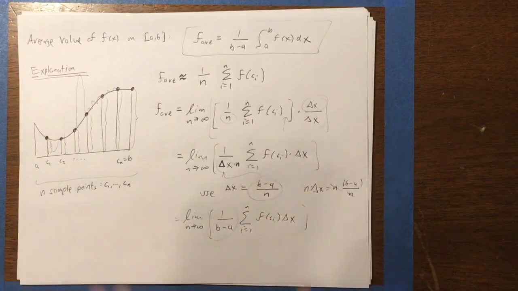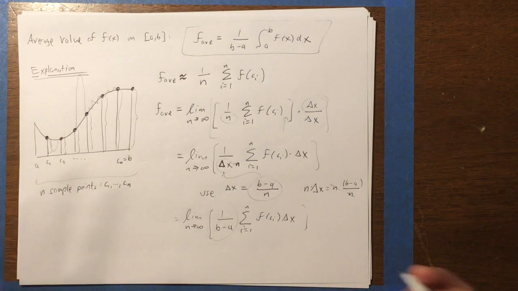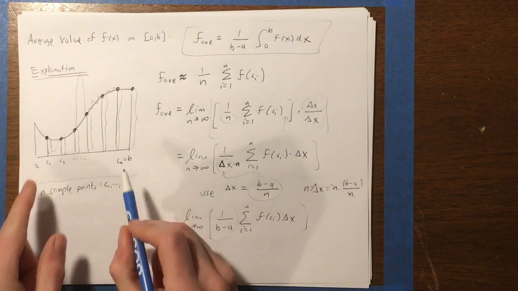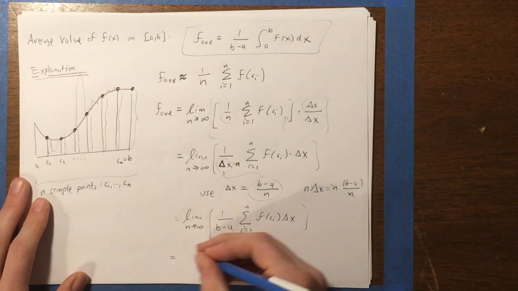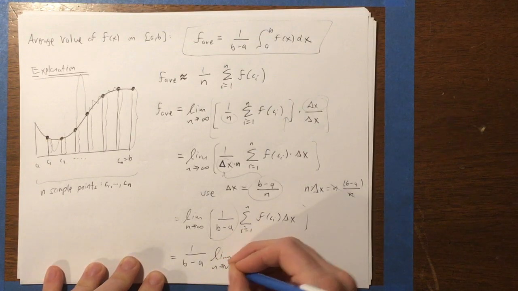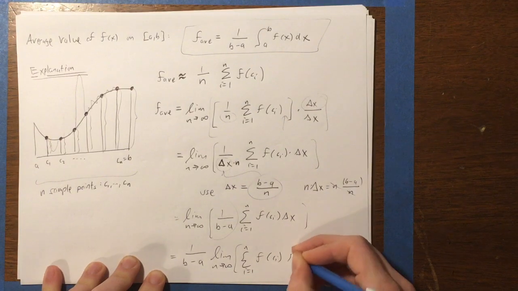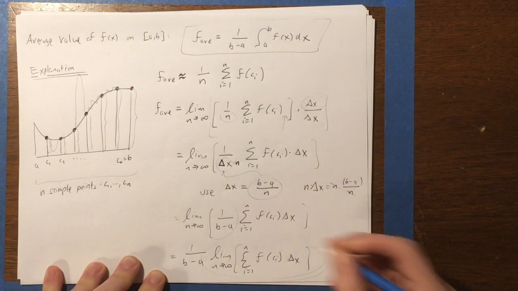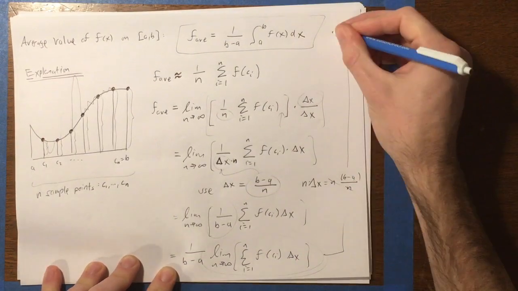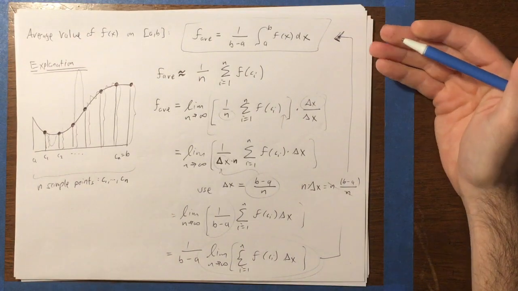Now the 1 over b minus a, that's going to be constant because a and b are the endpoints of the interval. Those aren't changing, especially not as i changes, and definitely not as n changes either, right? A and b are held constant in the limit. So the 1 over b minus a can factor out. We get the limit of the sum of f of ci times delta x, and this limit of the sum, that is our integral from a to b of f of x dx. So that brings us back to the formula, and that essentially proves the average value formula.